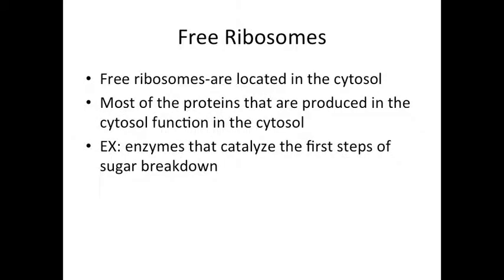There are two types of ribosomes, free and bound. Free ribosomes are located in the cytosol, and they're responsible for most of the protein production. Usually the proteins produced here are for cytosol function and work in the cytosol. An example of a free ribosome product would be enzymes that catalyze the first steps of sugar breakdown.